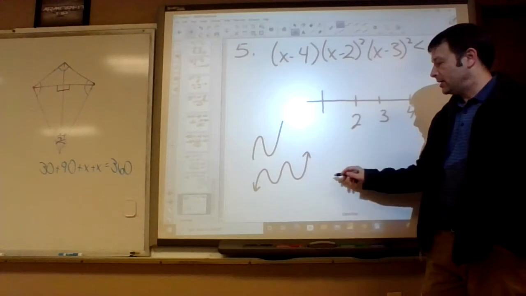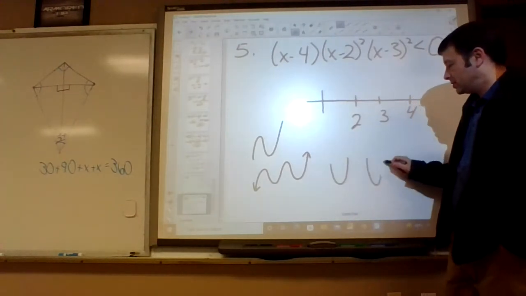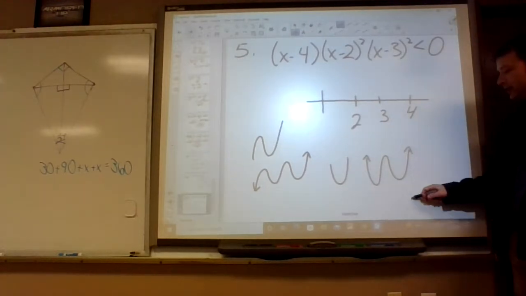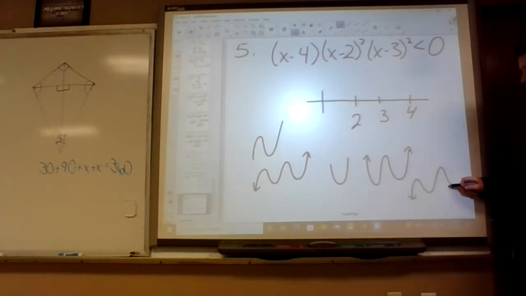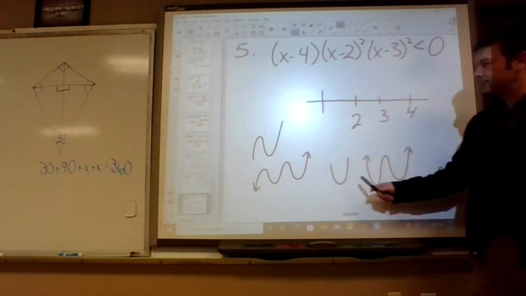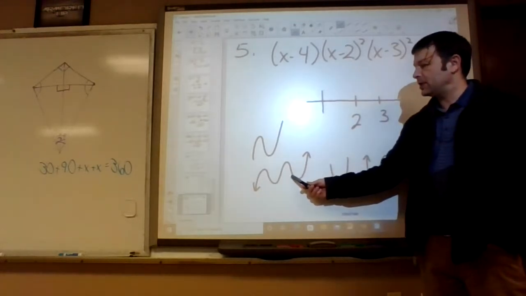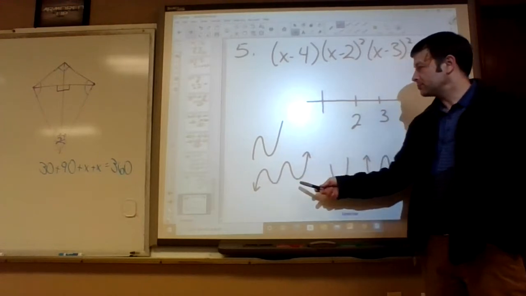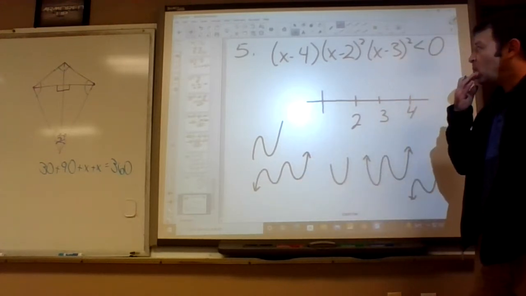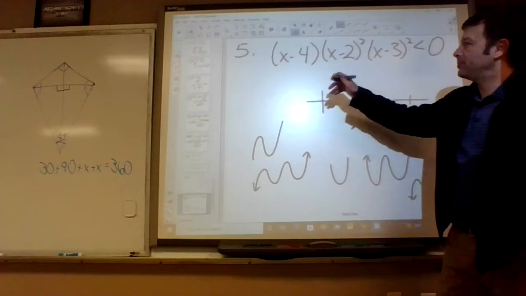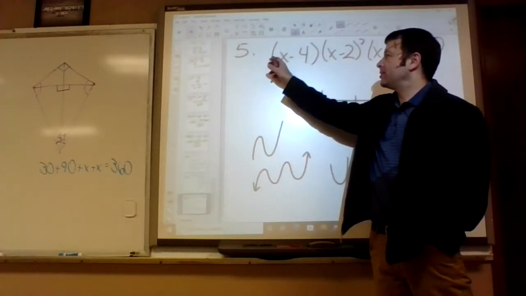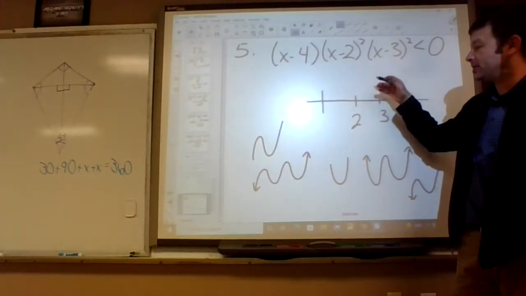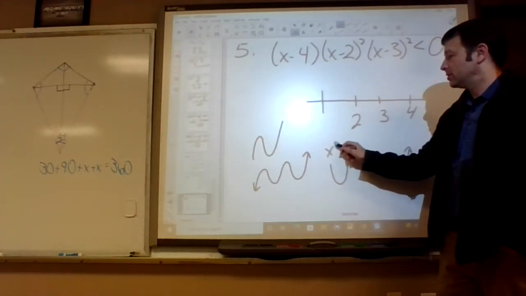But it also has even powers, and then they go up, up, or if they're upside down, they go down, down at the end. So this is like a W? I don't really have a name for it, but it's one of these. The x term is not negative, it's positive. X times x squared times x squared, positive x to the 5th. So it looks like that.